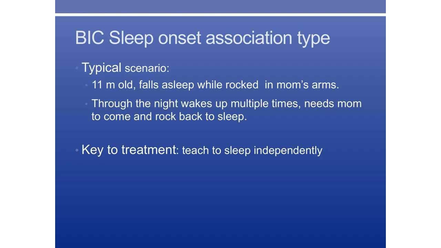One variant of this is a baby that learns to fall asleep with a bottle, and wakes up and asks for a bottle when you know they're not actually hungry. The key point in treatment is to teach the child to sleep independently. Here, education of the parents is important, and also the use of a transitional object, like a teddy bear or blankie, whatever works for the family.